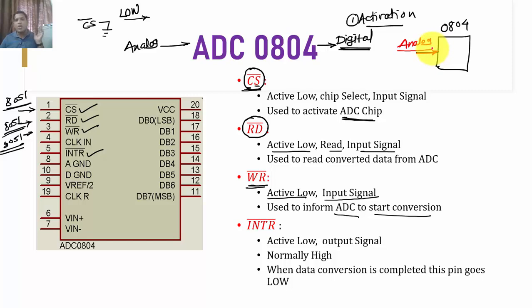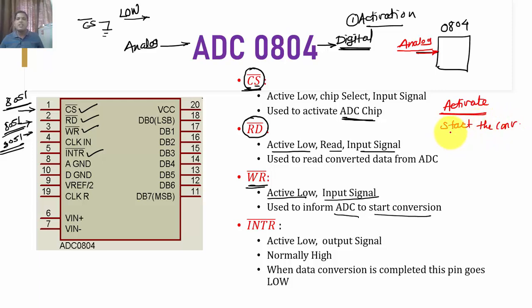There are certain steps. What is my first step? First of all, we have to activate the chip, right? Even though the analog data is present at the input side, first we are going to activate this chip. Once I have activated this chip, the second task is to send a command, right? What command? Simple, start the conversion.